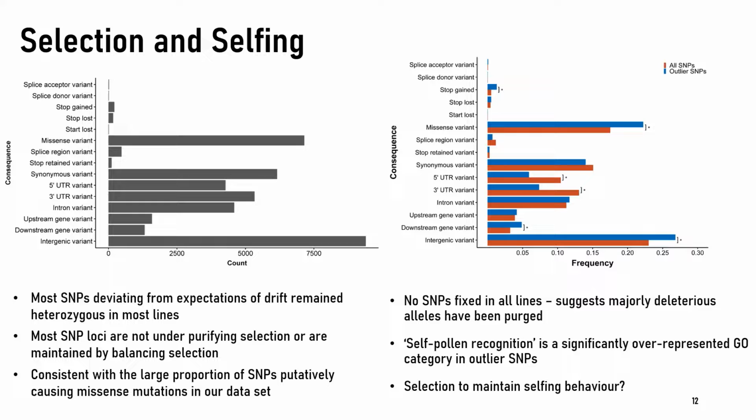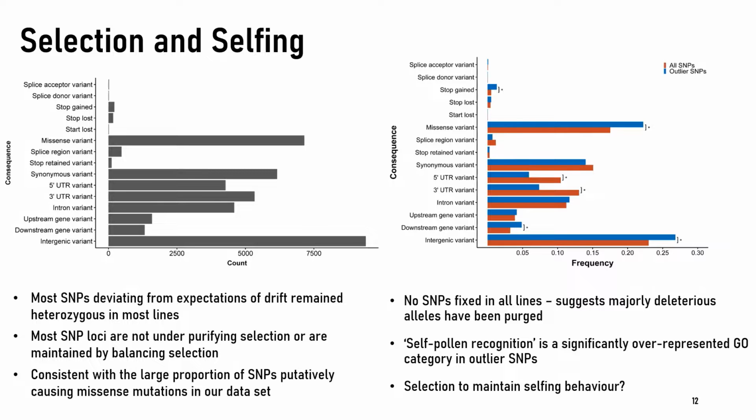And this is consistent also with the large proportion of SNPs that are putatively causing missense mutations in our data set, as you can see in the left figure. So no SNPs fixed in all of the lines, which suggests that majorly deleterious alleles have already been purged. There isn't any strong selection for alleles to be fixing.